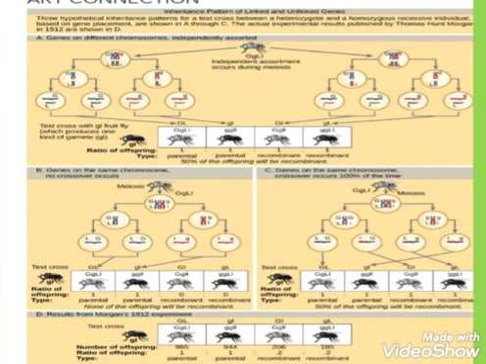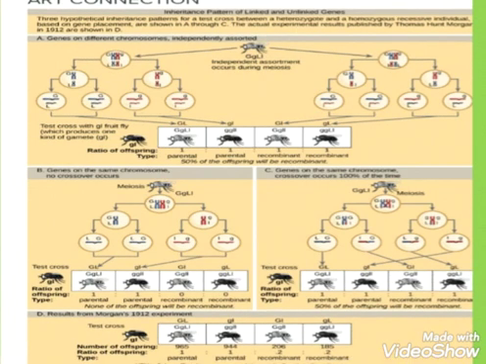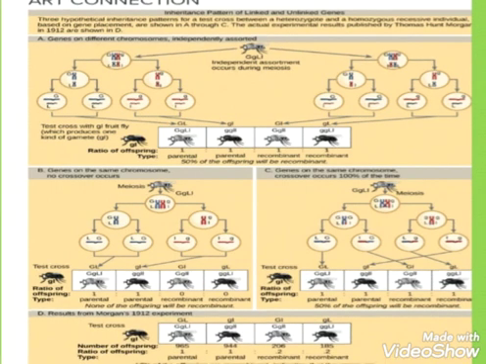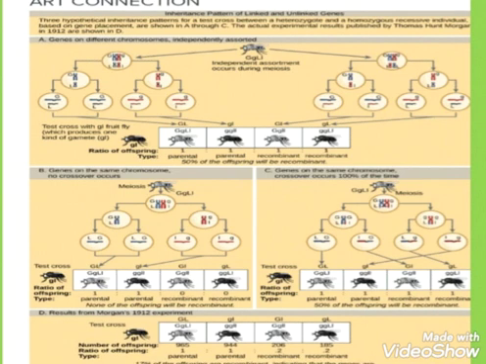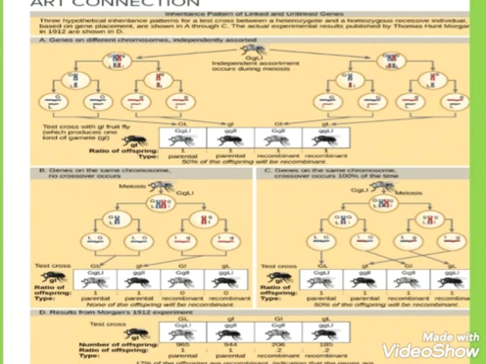In this slide, they are given 4 diagrams of inheritance patterns of unlinked and linked genes. In the first diagram, 2 genes are located on different chromosomes, so independent assortment occurs during meiosis. The offsprings have an equal chance of being the parental type or a non-parental type.